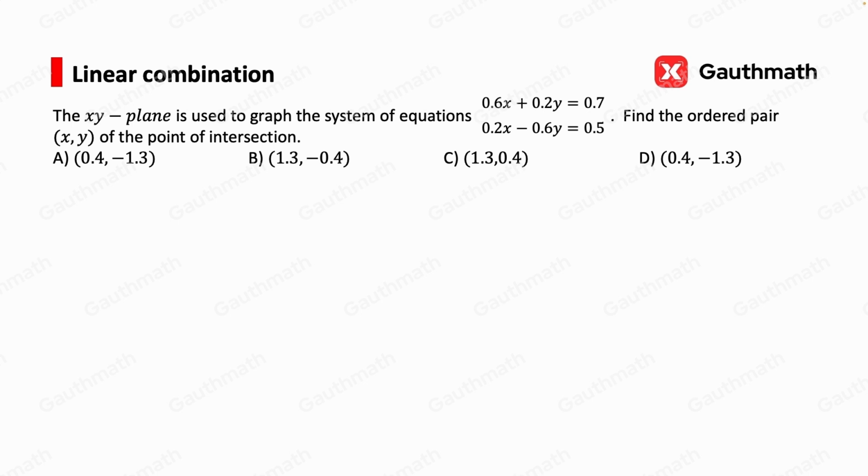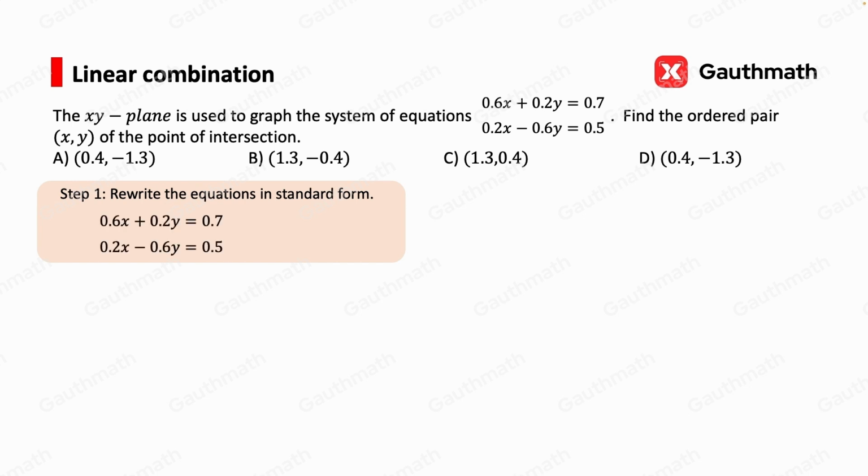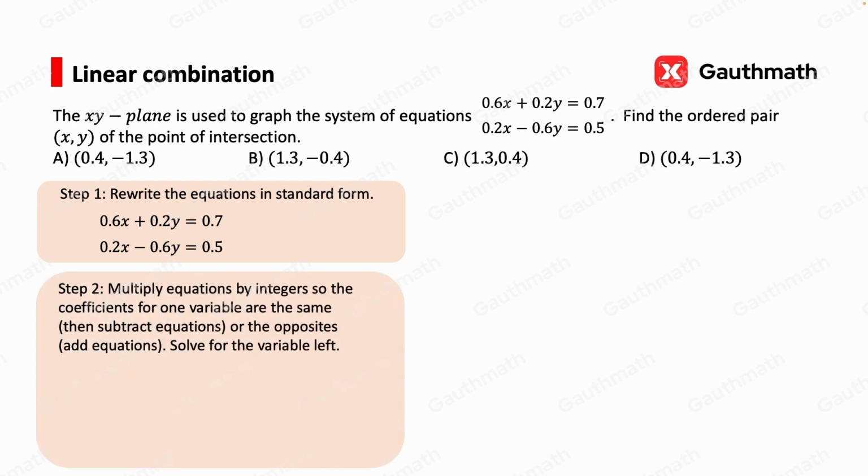Now we're going to use the method called linear combination. The steps are slightly different. Step 1, rewrite the equations in standard form. Here, both equations are in standard form already, so we don't have to do anything. Step 2, multiply equations by integers so the coefficients for one variable are the same. Then subtract the equations, or if they are opposites, add the equations, and then solve for the variable left. Let me show you.